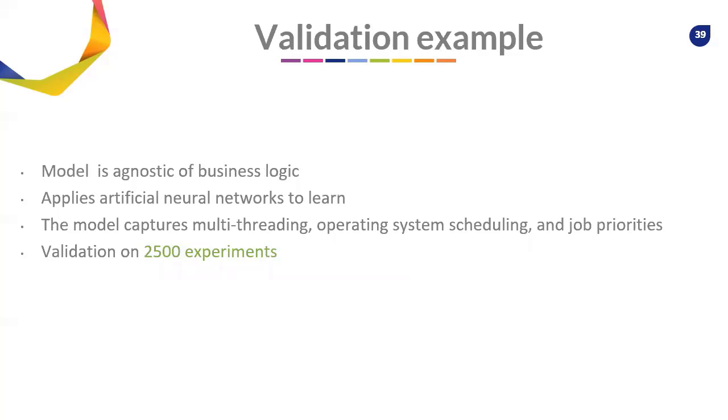Now, some information about the model. The model is agnostic of the business logic internal to each job. It is learned from the data by applying artificial neural networks, and it is compared with a queuing theoretic model on historical measurements. The model captures multi-threading, operating system scheduling, and job priorities. A validation on 2,500 experiments based on the DaCapo benchmarking suite has been carried out, confirming the predictive capabilities of the model.